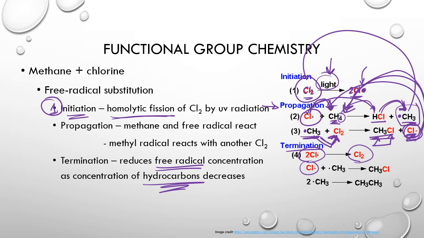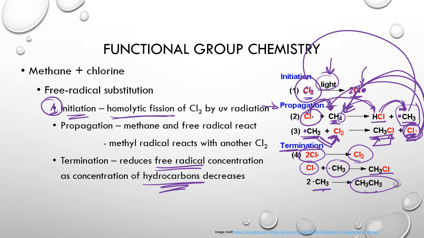We might have a chlorine free radical and a methyl free radical that make chloromethane. We might have 2 methyl free radicals that find each other and we make ethane. So this is termination. Those free radicals simply find each other. We're not forming any new free radicals. Instead, we're just pairing up free radicals to make not free radicals.